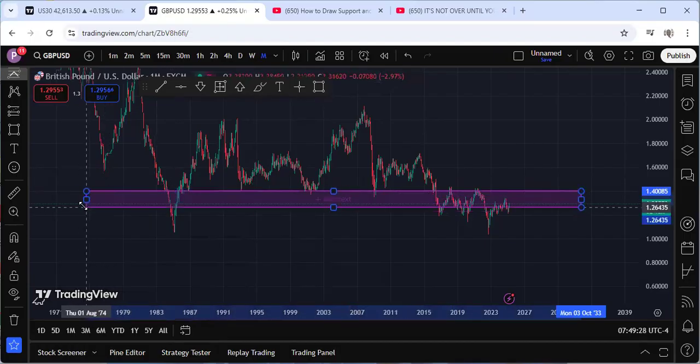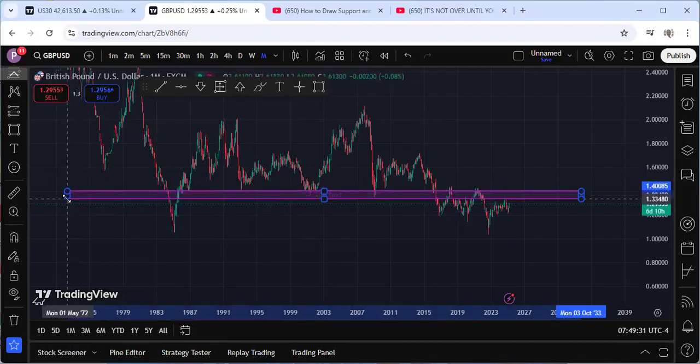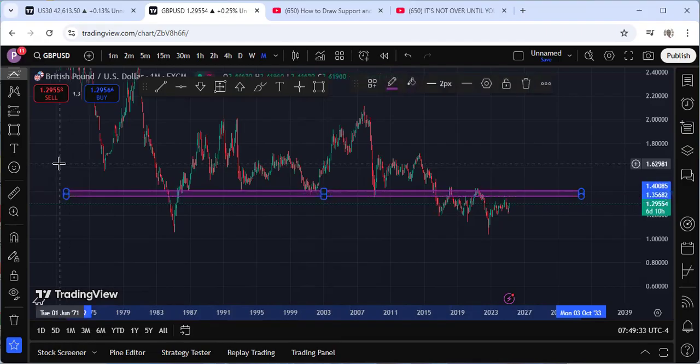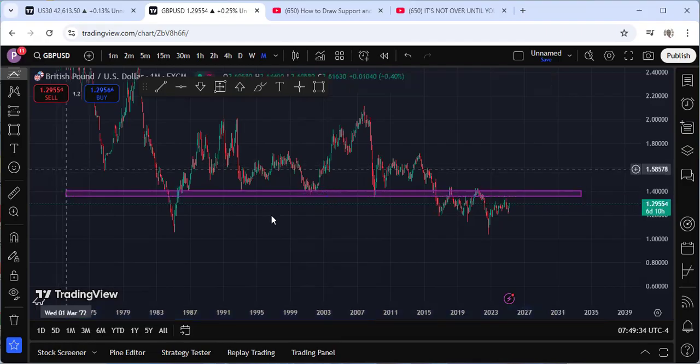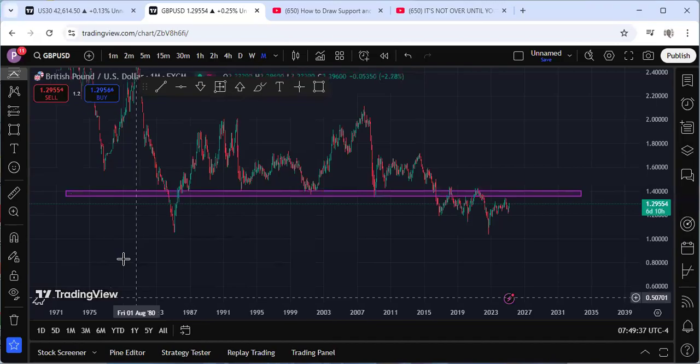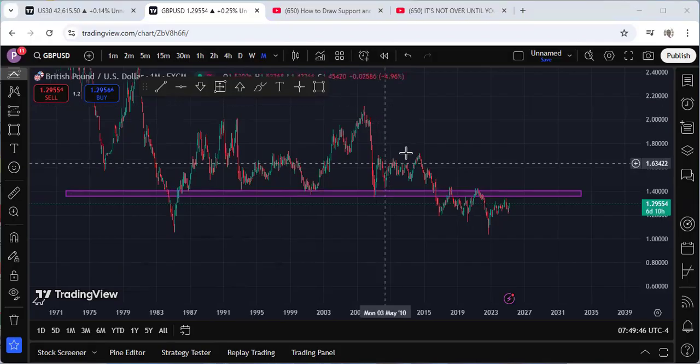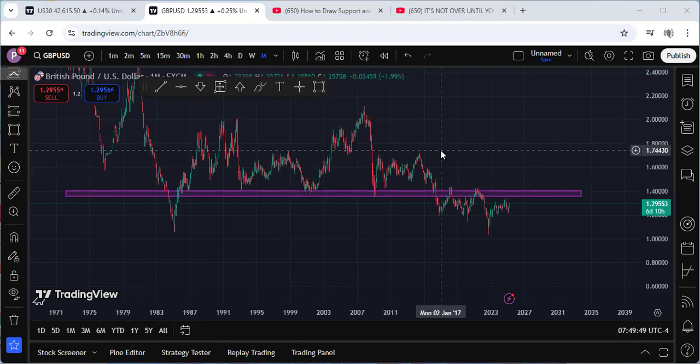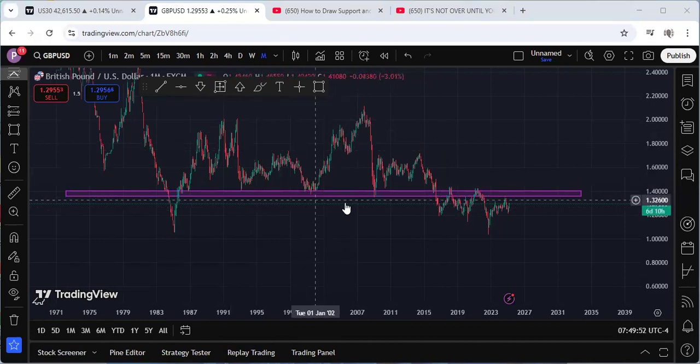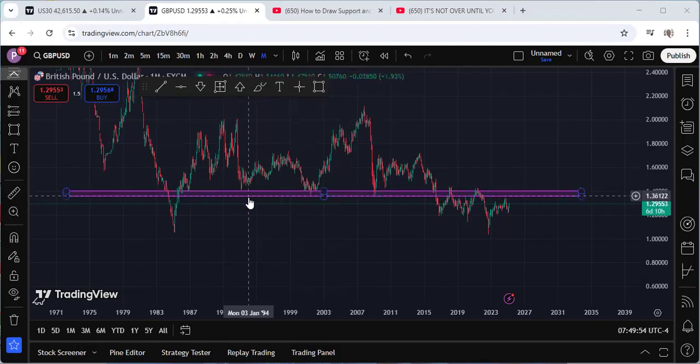If I drag it like this, how do I know that it's a key level? Look to your left. Look at here. The market got to this point some years ago, and guess what? The market rejected. Look at the rejection here. This was July 1992. This was April 2001.